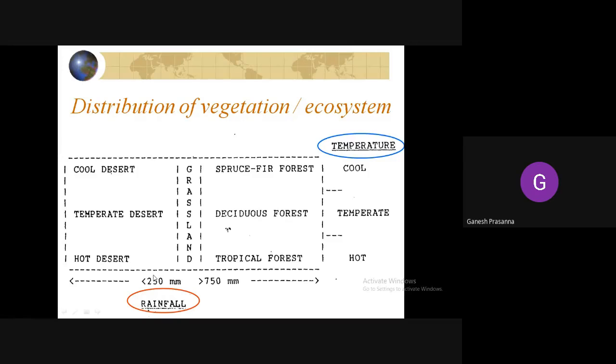If the rainfall is very less, then it becomes a hot desert. If it is medium, then it is temperate. If the rainfall is very high, it becomes a cool desert. Similarly, if the rainfall is very high, then it becomes a tropical forest. If it is medium, it becomes a deciduous forest. Deciduous forests are the ones where the plants shed their leaves. And if it is very high, it becomes a cool forest, that is spruce fir forest.